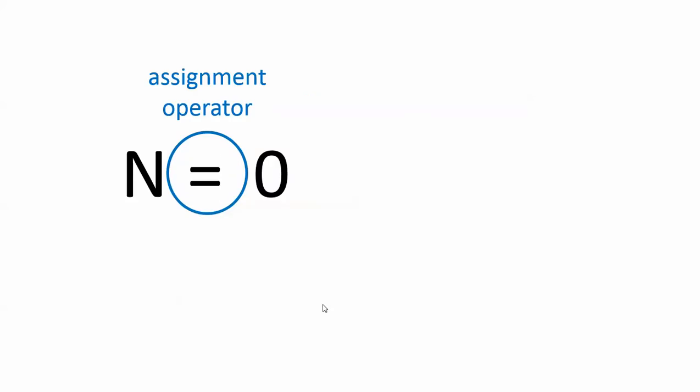Again, the equal sign is the assignment operator, and what it does is it assigns the value 0 to the variable n, and the assignment operator is directional. The variable that we're assigning to is always going to be on the left-hand side of the operator, and the value that we want to assign is always going to be on the right-hand side of the operator.